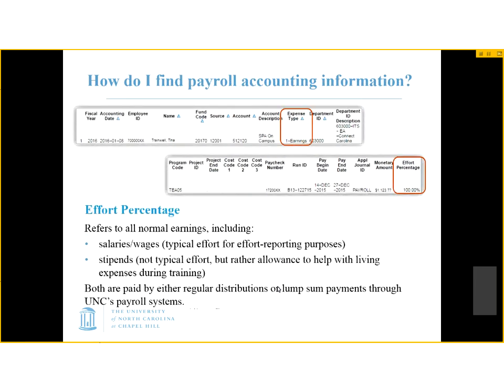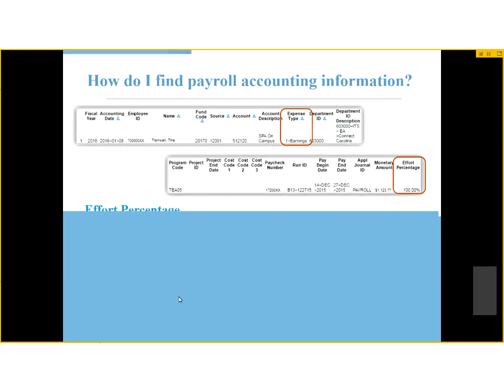The last thing I wanted to draw your attention to on this report is out to the right. You'll see, by that row, what that represents in terms of effort percentage. And also be aware that this payroll accounting report shows normal earnings from salaries and wages, and also stipends. Okay, so those are paid by either regular distributions or lump sum payments through UNC's payroll system.